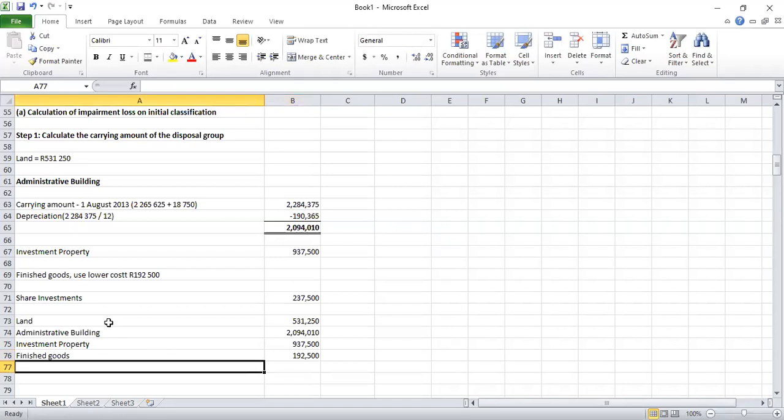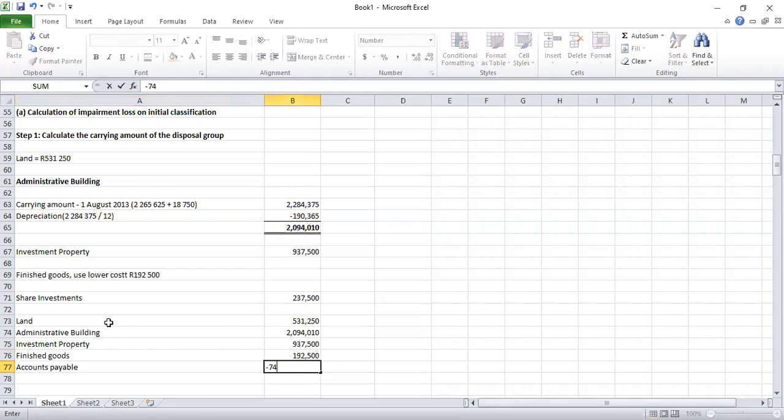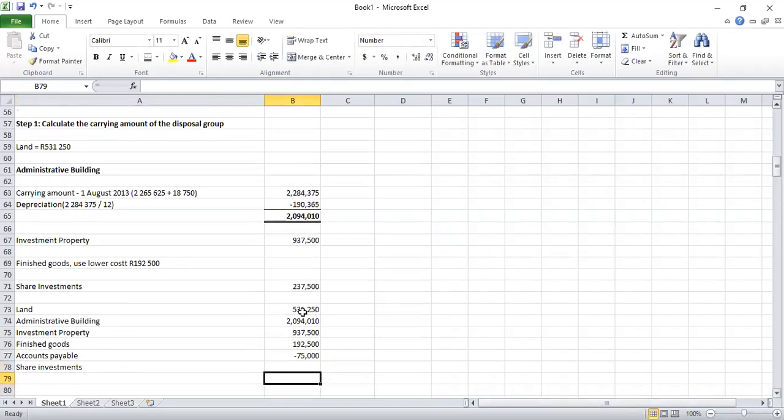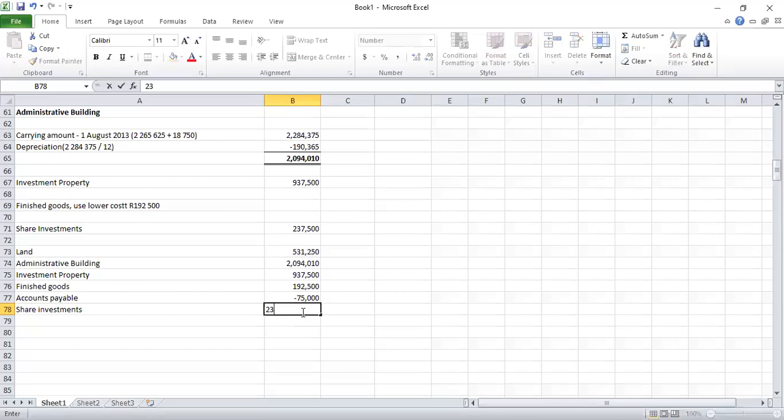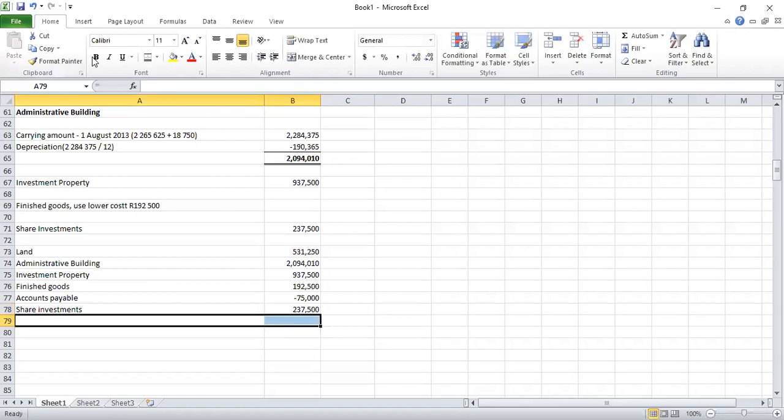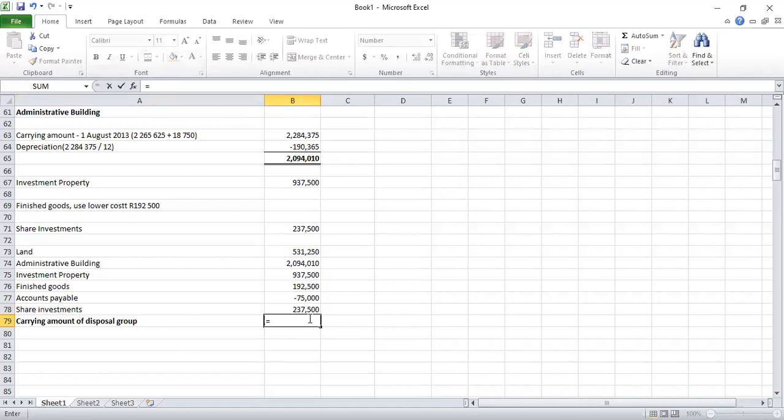We would have our accounts payable. Always remember that your liabilities would subtract, which is 75,000. We'll have our share investments, we have 237,500. Then we get the carrying amount of the disposal group. Right, that's our carrying amount of the disposal group.